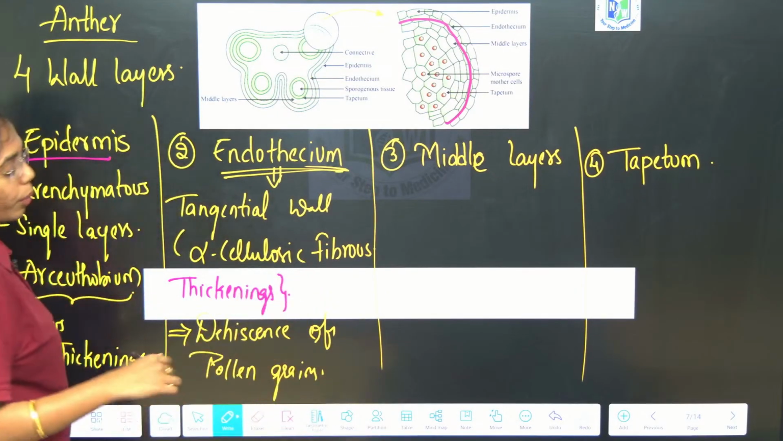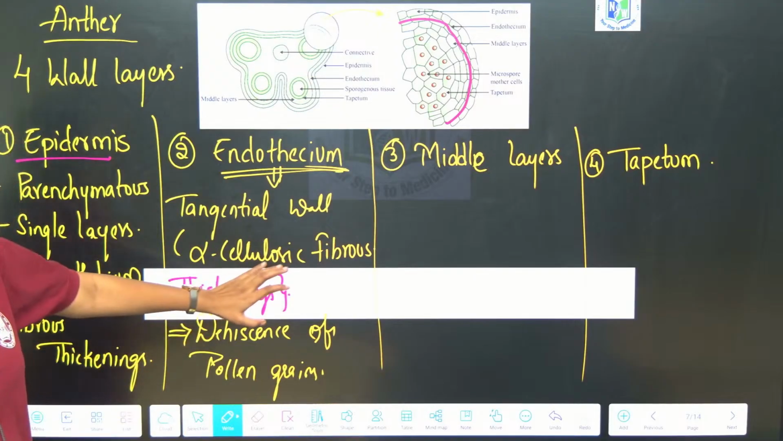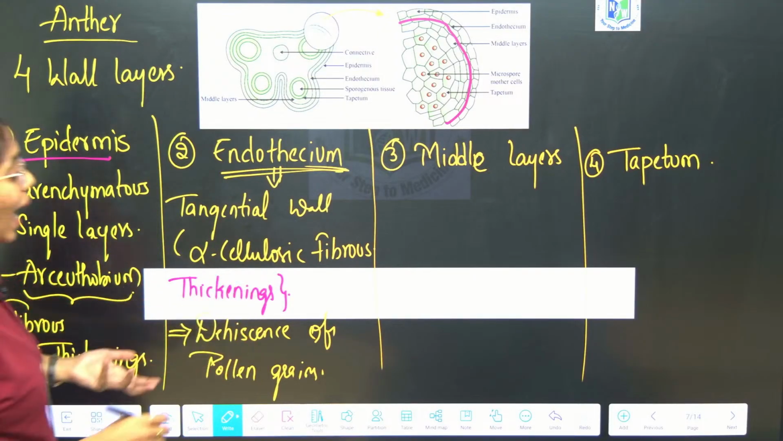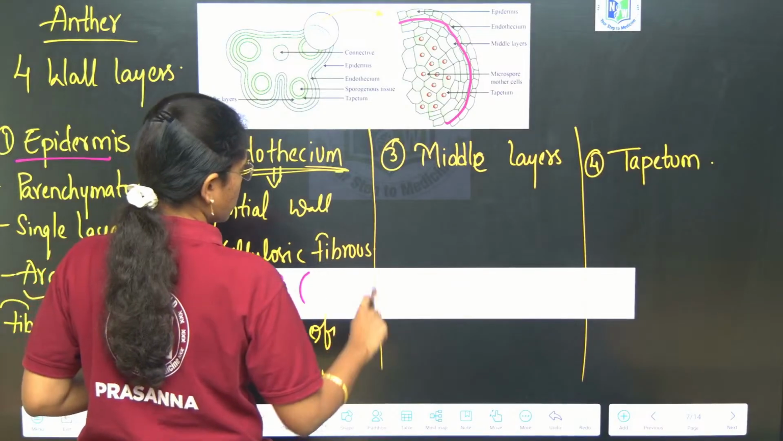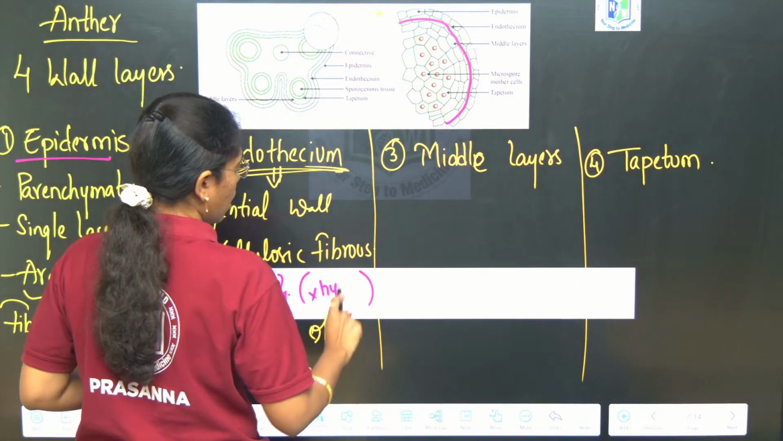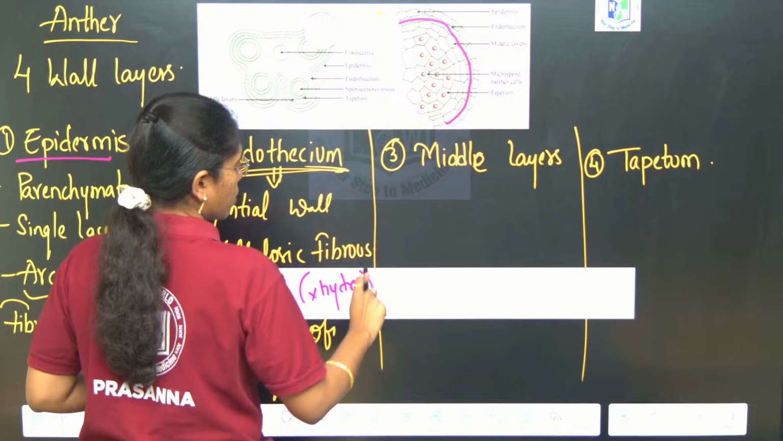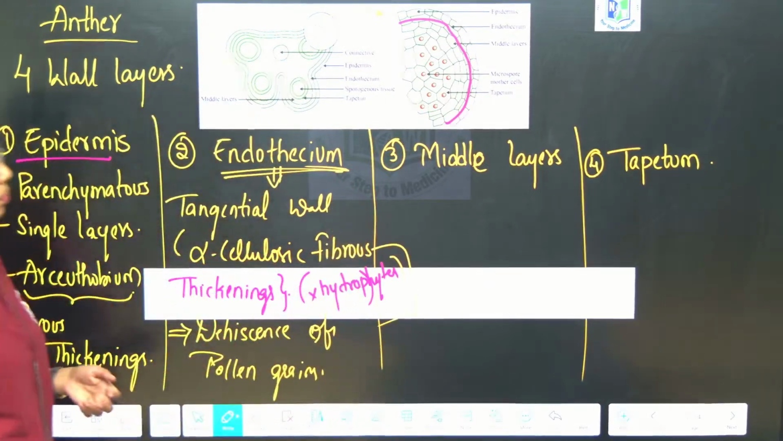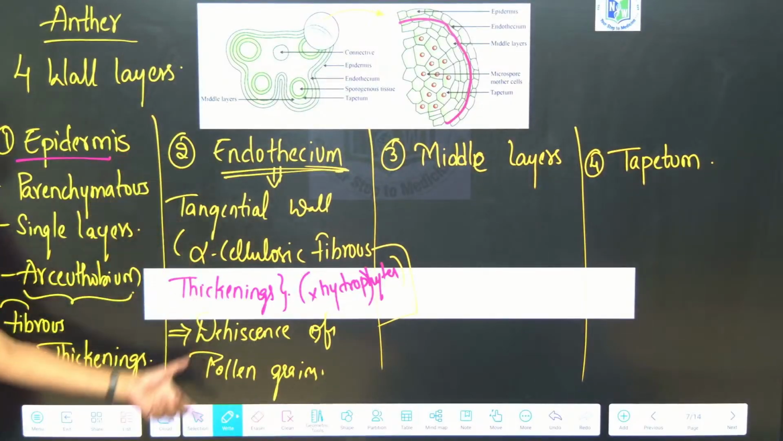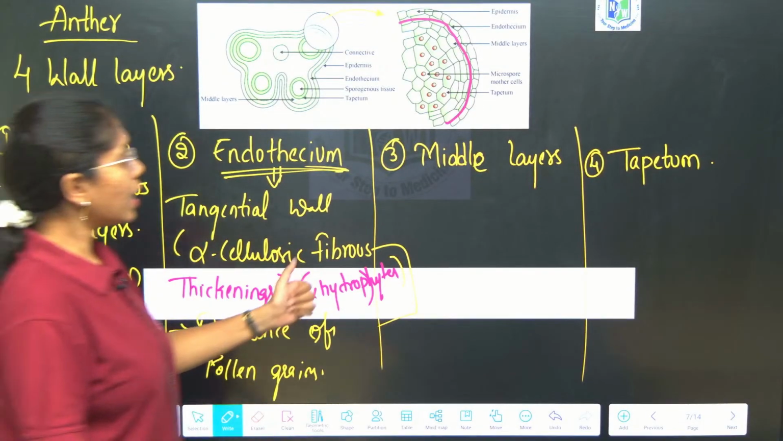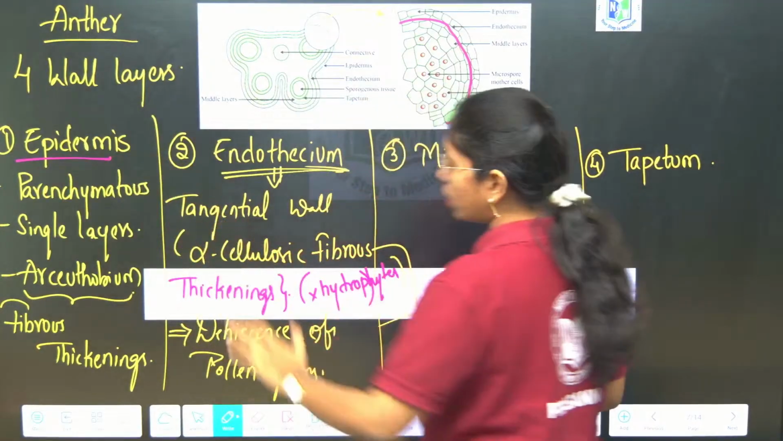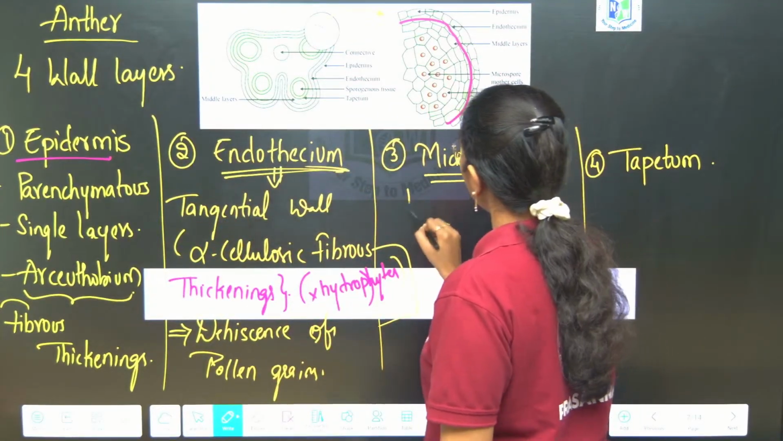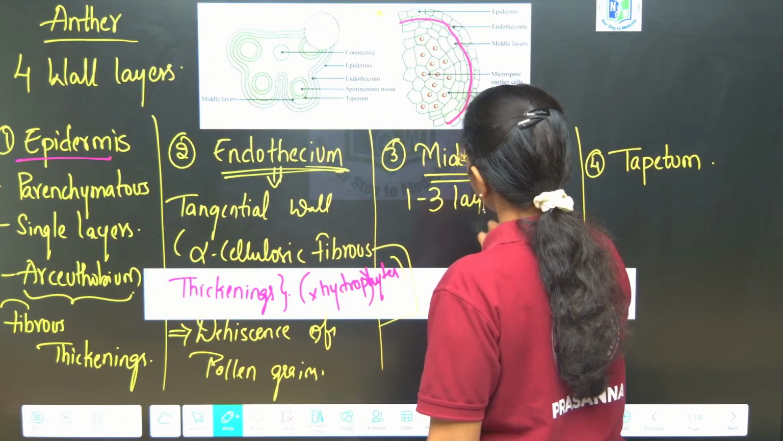One more point to be added, that this alpha cellulosic fibrous thickenings will be absent in hydrophytes. Clear till here? Endothecium wall layer is clear, right? Middle layers, unlike the epidermis and endothecium, are 1 to 3 layers.